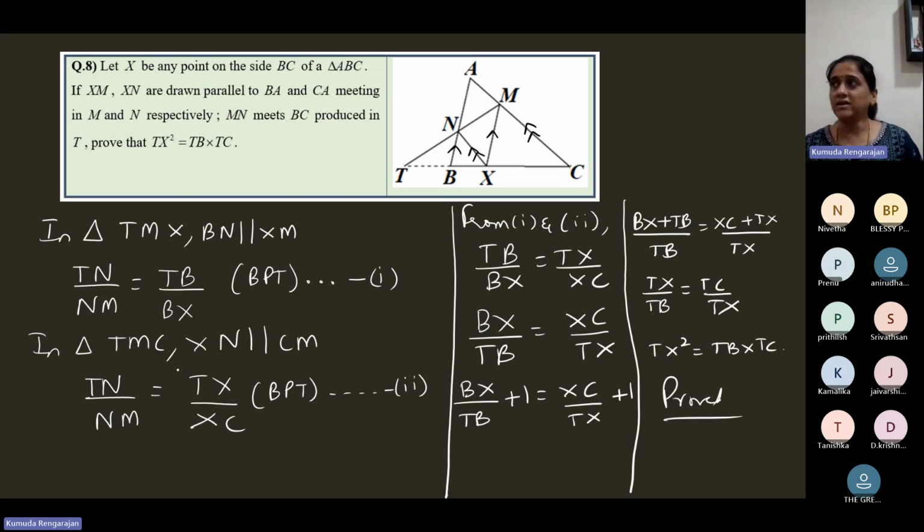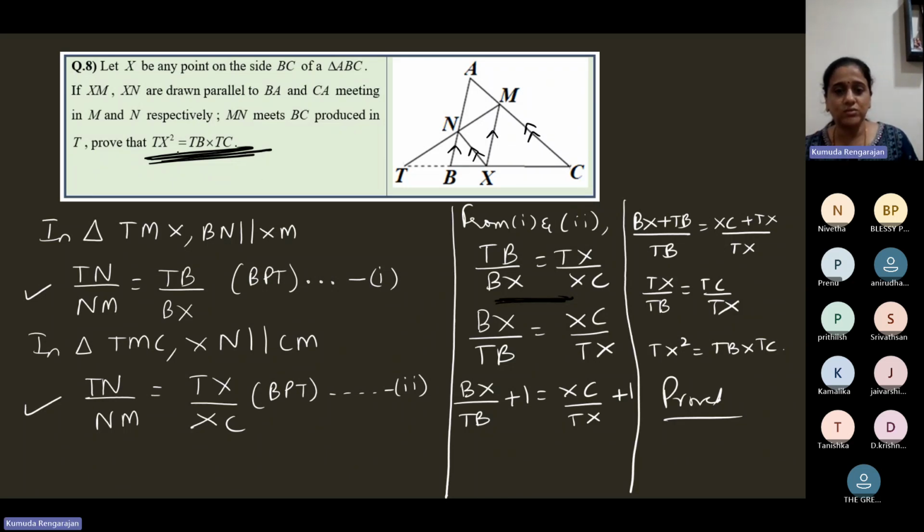So triangle, parallel lines, use BPT, write the proportion. Again, another triangle, parallel lines, BPT proportion. Compare these two proportions, new proportion. Compare this new proportion with the result you want to prove.